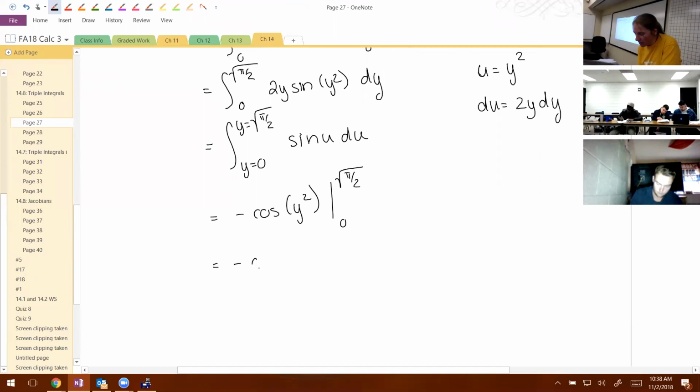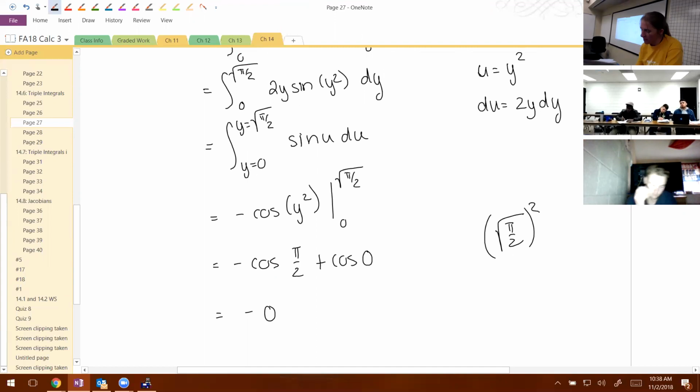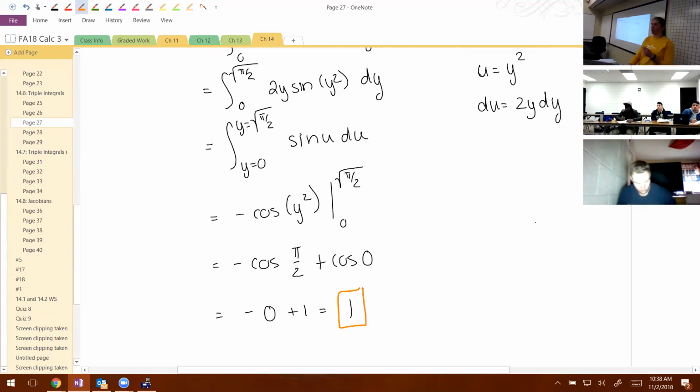A little bit of substitution, we get negative cosine of square root of pi over 2 squared, so just pi over 2, minus a negative, so plus cosine of 0. What is cosine of pi over 2? Zero. Pi over 2 squared is just power. So we had the square root of pi over 2 squared. Yes, cosine of pi over 2 is 0, and cosine of 0 is 1. So we are just left with 1. It's almost kind of frustrating to work through a whole problem and just get 1 as an answer. But that's it. I almost appreciate the messier answers when you're doing things like this sometimes.